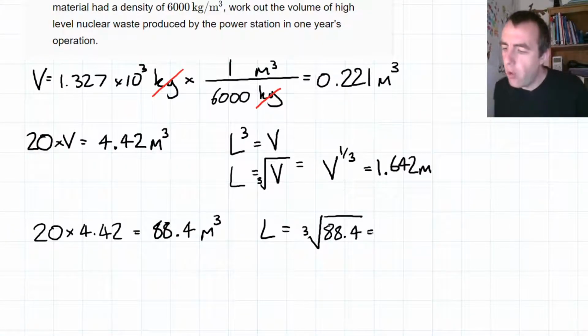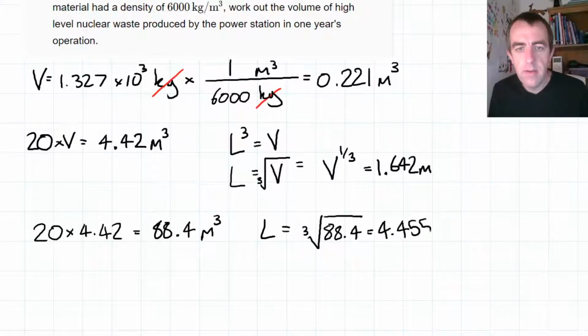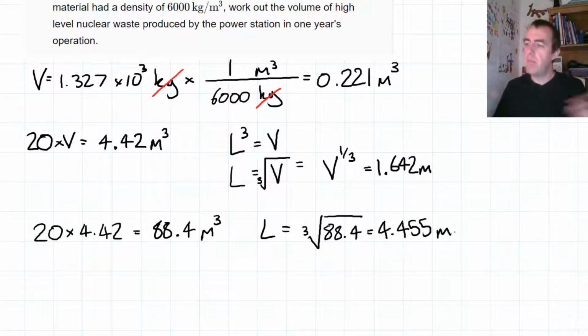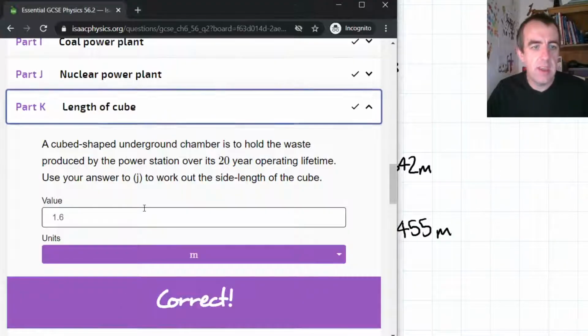So that's 4.455 meter by 4.455. So it's getting big. It's the size of a large room. So let's enter 4.5 into here.